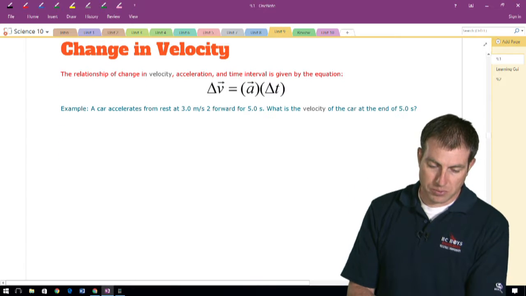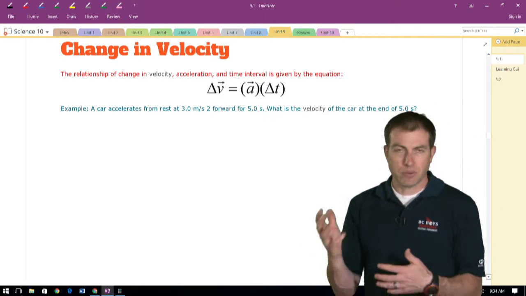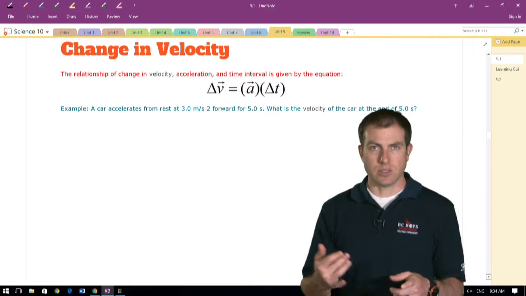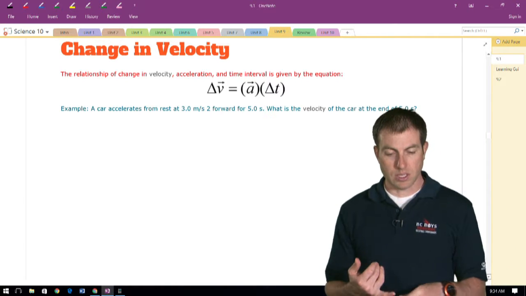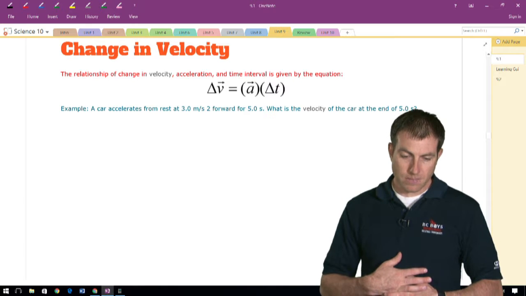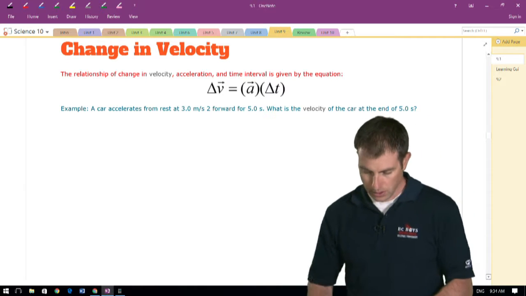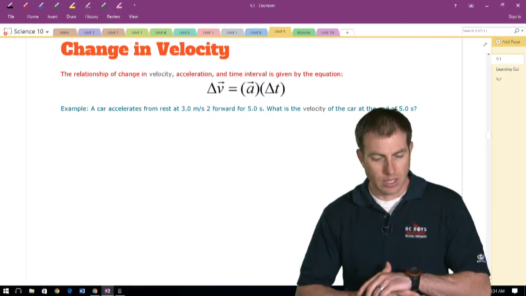So the relationship of change of velocity, acceleration, and time is given by the formula. Obviously, there's three different ways to write the formula. We can have acceleration as change of velocity over time. We can have velocity is acceleration times time. And then we can have time, which is change in velocity over acceleration. We'll do it in the next example.